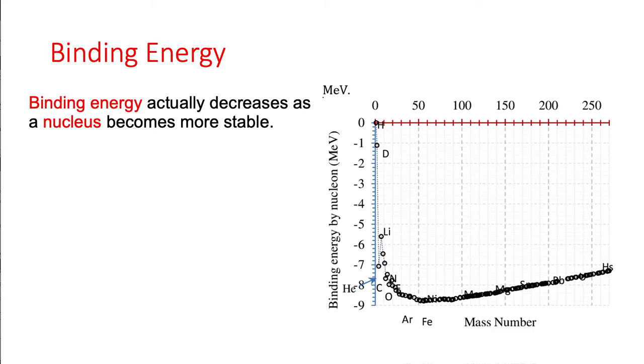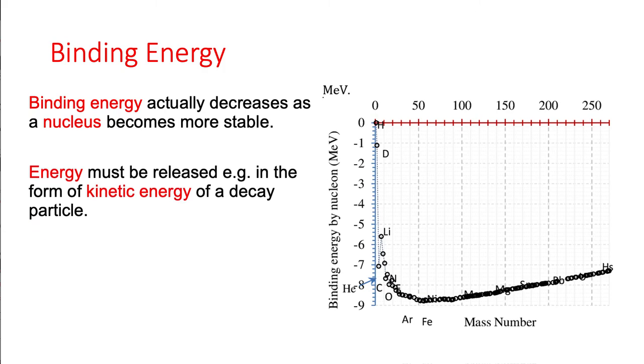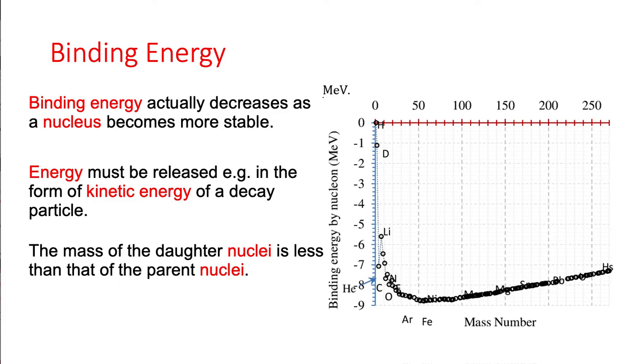Okay, why is this important? Well, if the energy decreases, then energy must be released. And this is released in the form of kinetic energy of a decay particle, for example. We'll see that in a second. The result of this is that the mass of the daughter nuclei in any situation, as we become more stable, is going to be less than that of the parent nuclei. Any reaction is going to try and make us more stable. So this could be alpha decay, this could be beta decay, and the result is that the masses of the daughters, the products, are going to be less.